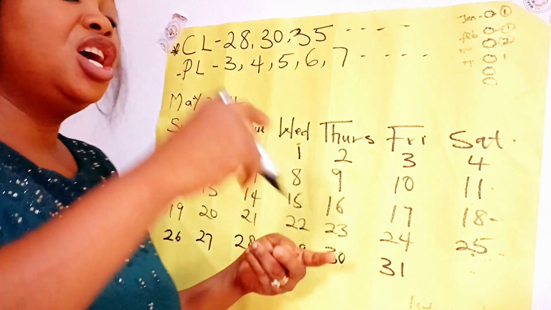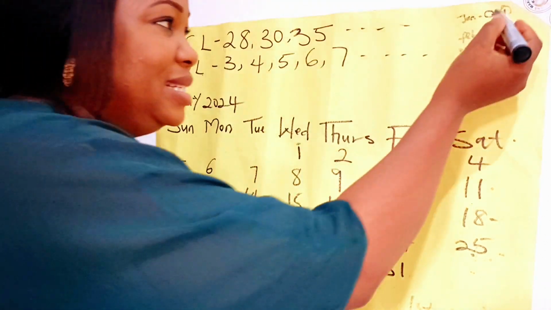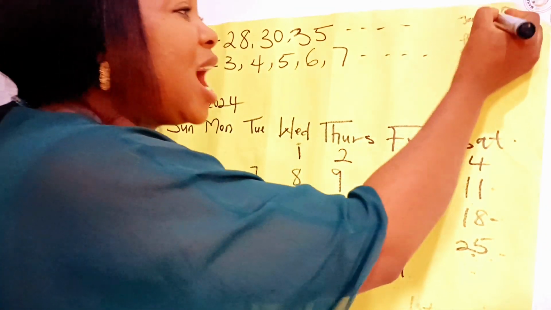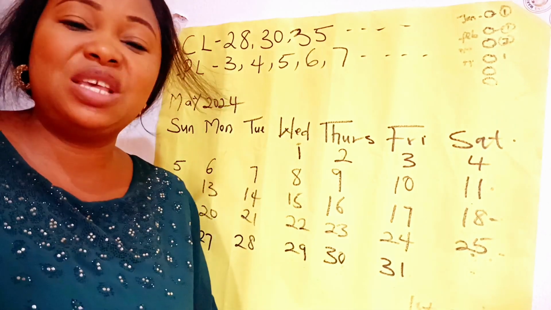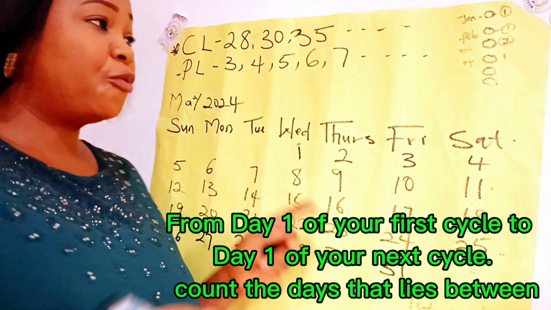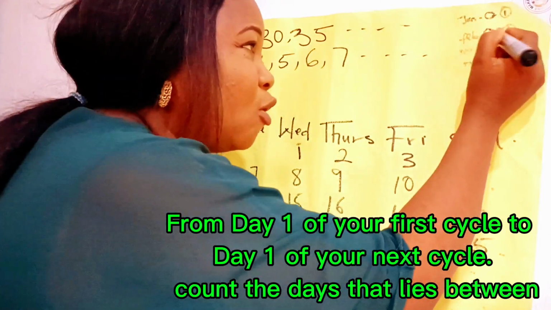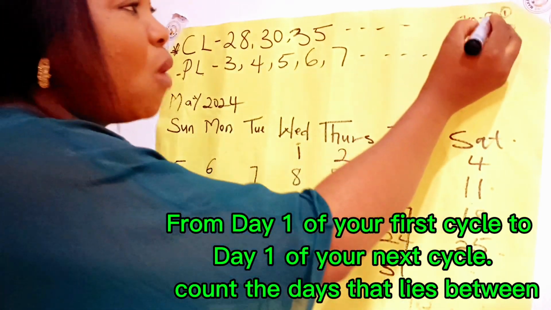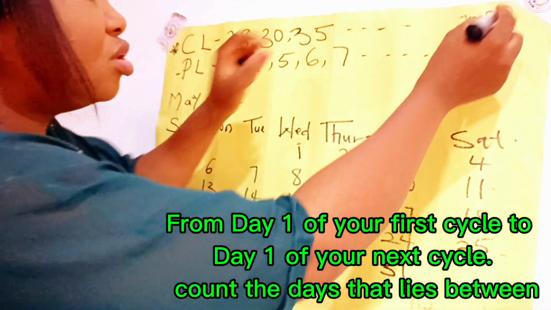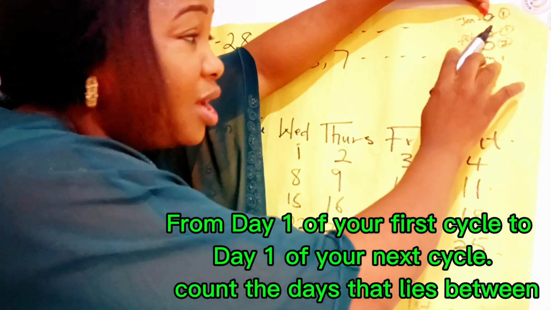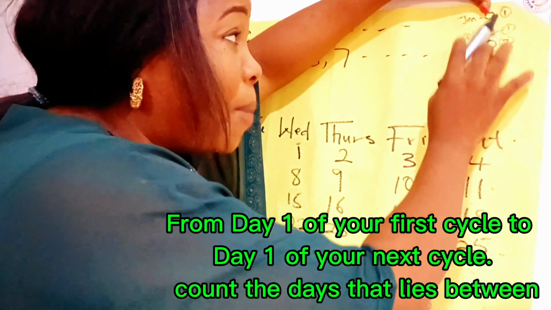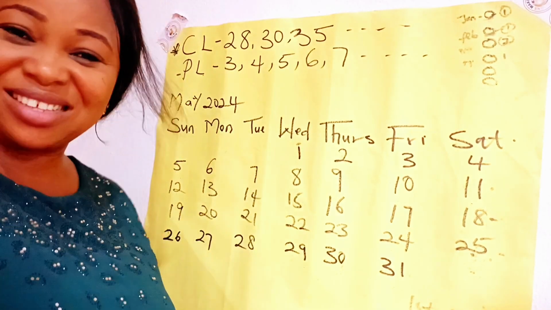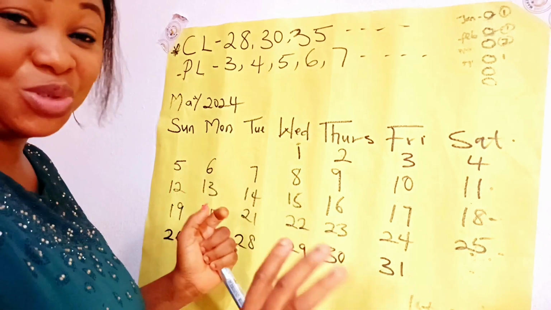So all you have to do, don't worry first, just be marking the days in the calendar. When you mark the days in the calendar in each month, then count the days that is separating them, count the days in between. You already know your cycle length. From day 1 of the first cycle to day 1 of the second cycle, the number of days that lies in between them is your cycle length. I have overemphasized this because I want you to understand it, and I hope you do now. So that's just how to get cycle length.